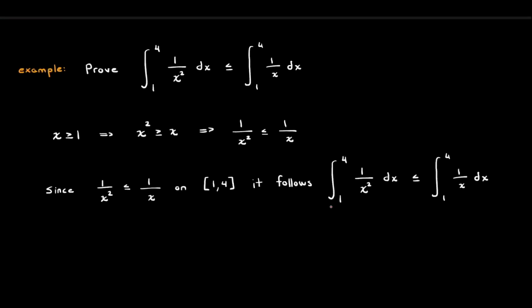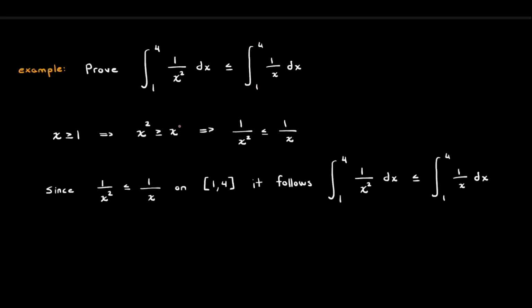Now let's do some examples applying these properties. So the first example says to prove that the definite integral from 1 to 4 of 1 over x squared dx is less than or equal to the definite integral from 1 to 4 of 1 over x dx. And so this sort of resembles the second property, where if we can show that one function is bigger than the other one, then their integrals also satisfy the same inequality. So that motivates why we want to possibly show this function is greater than or equal to this function.